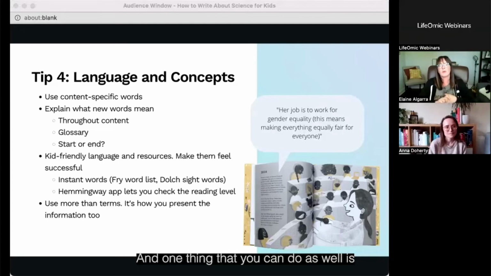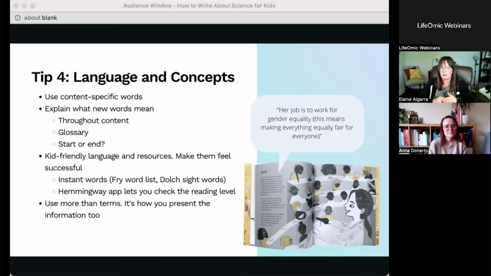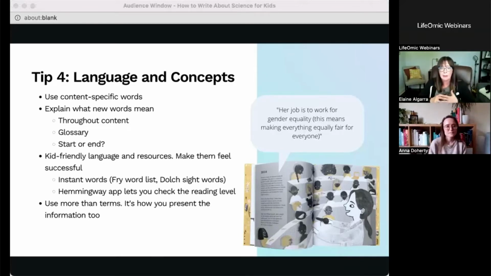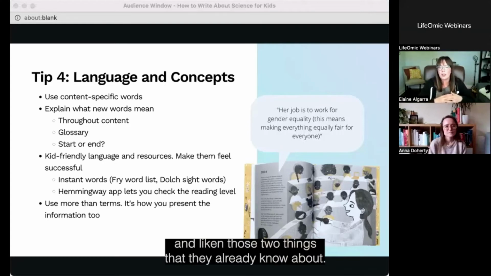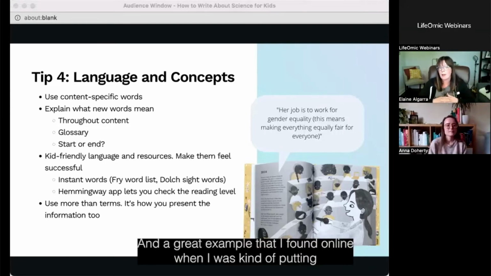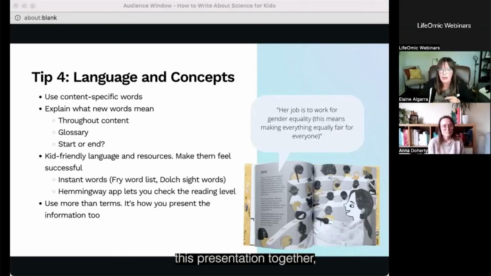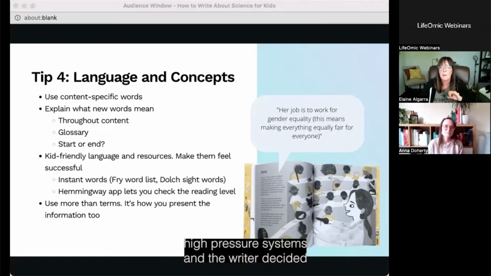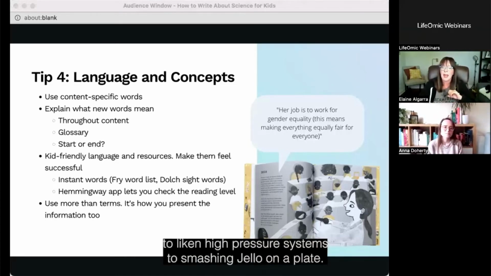One thing that you can do as well is rather than just use the terms, think about senses too. So how does something feel? How does it smell? What might it taste like? Something that you might be able to compare it to, and liken those to things that they already know about. A great example that I found online when I was putting this presentation together, I can't remember who it's from, was somebody who was writing about high pressure systems. And the writer decided to liken high pressure systems to smashing Jello on a plate.